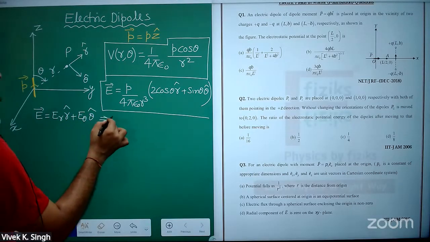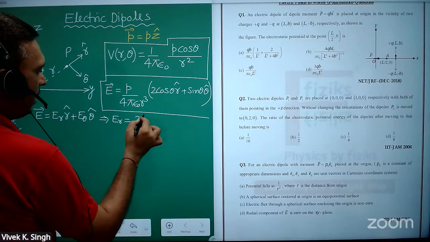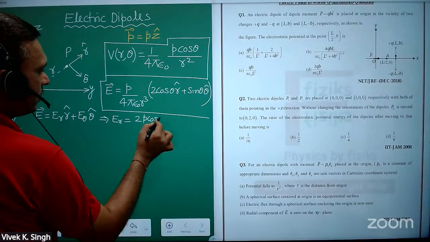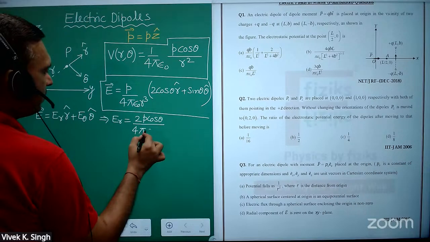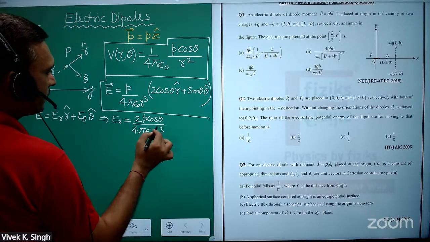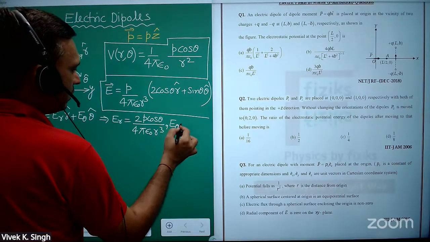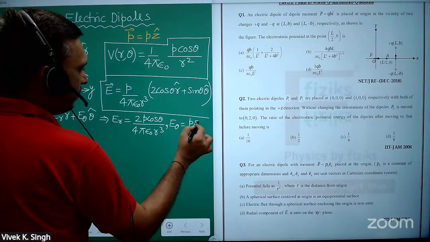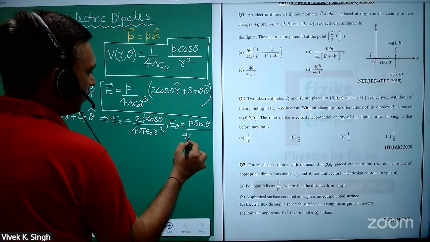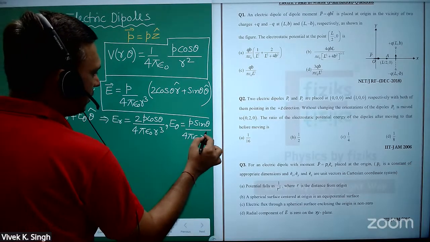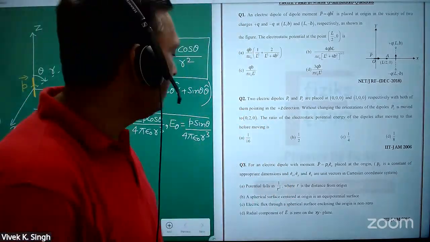So what will be the E_r component? This will be given by 2P cos theta by 4 pi epsilon naught r cube. And what will be the E theta component? This is given by P sin theta by 4 pi epsilon naught r cube. So this is the E_r and E theta component.